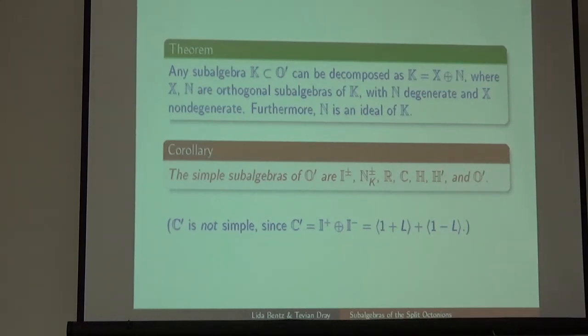Okay? And an immediate corollary is that the simple subalgebras of the split Octonions, so the ones that don't have proper ideals, are of course the reals, complexes, and Quaternions, also the split Quaternions and the split Octonions, but also the one-dimensional null degenerate subalgebras, because they're one-dimensional, you don't have proper ideals. But interestingly, the split complexes are not simple.